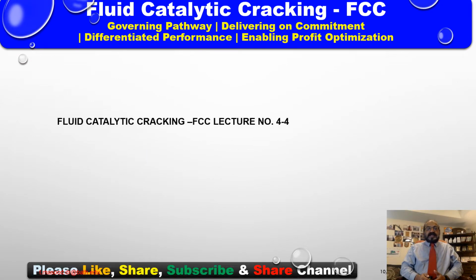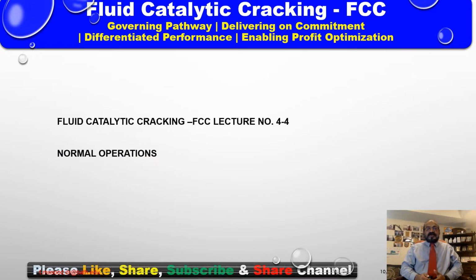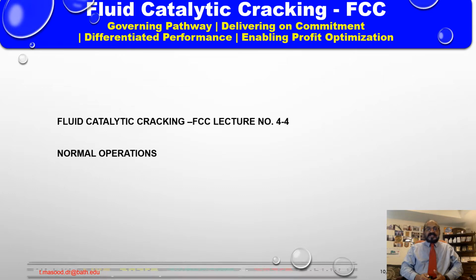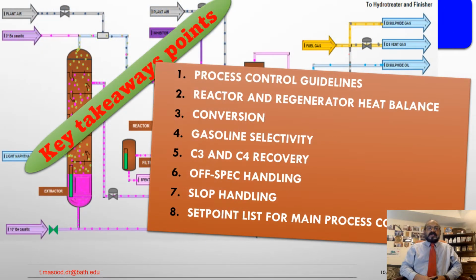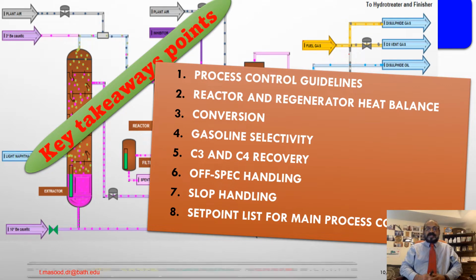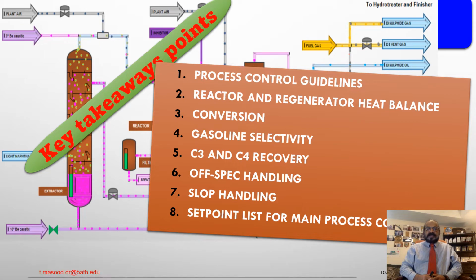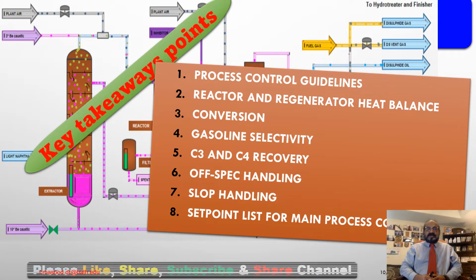Fluid catalytic cracking, FCC unit, lecture number 4: normal operation and startup procedure. Key takeaway points from lecture number 4: we have already discussed process control guidelines, reactor and regenerator heat balance. We are still discussing that. At a later stage, we will discuss conversion, gasoline selectivity, C3 and C4 recovery, off-specs handling, slope handling, and the set point list for main process control mechanism.